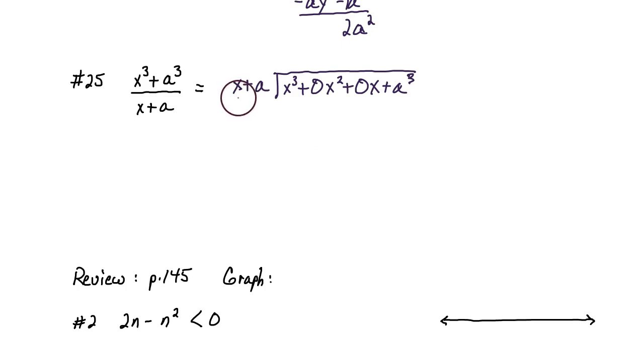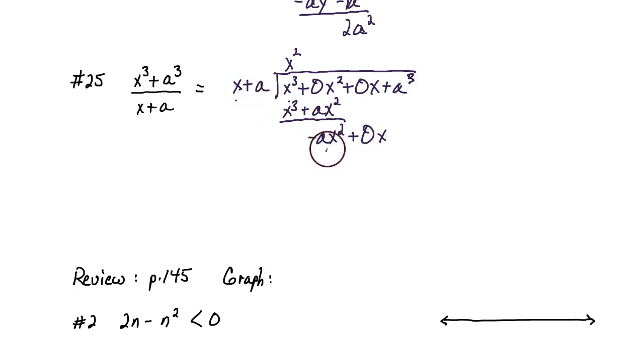Focus on leading terms, the x and the x cubed. X times what makes x cubed? That'd be x squared. X squared times x is x cubed. X squared times a is a positive ax squared. Now subtract. These cancel away. 0x squared subtract ax squared is negative ax squared. Bring down the next term.